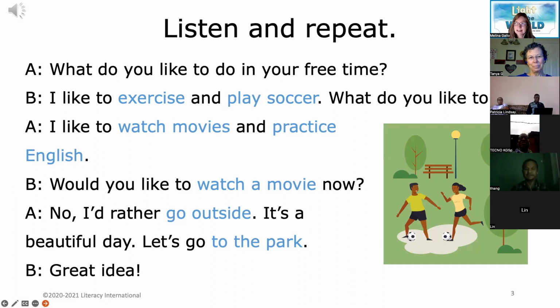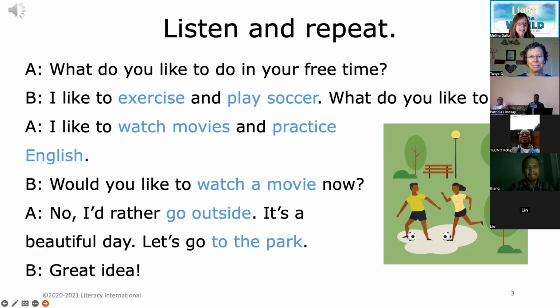Great idea. Okay, so this is a very simple conversation. It's using some of the grammar that we're learning, the would like, would you like? No, I would rather go outside. So it's using that grammar, and it's also using the lesson theme activities, which are pastimes like playing soccer, watching movies, going to the park.